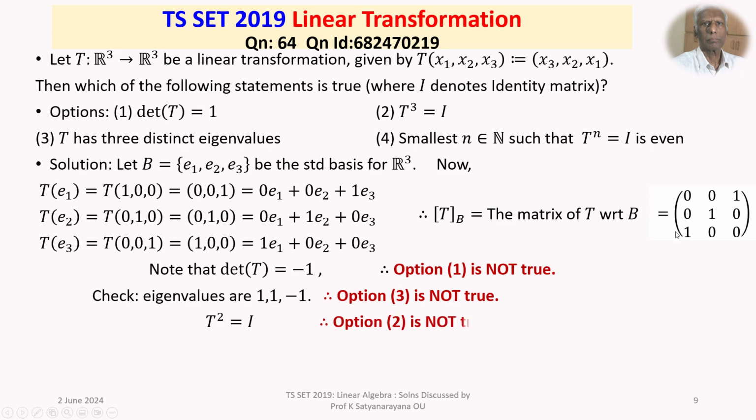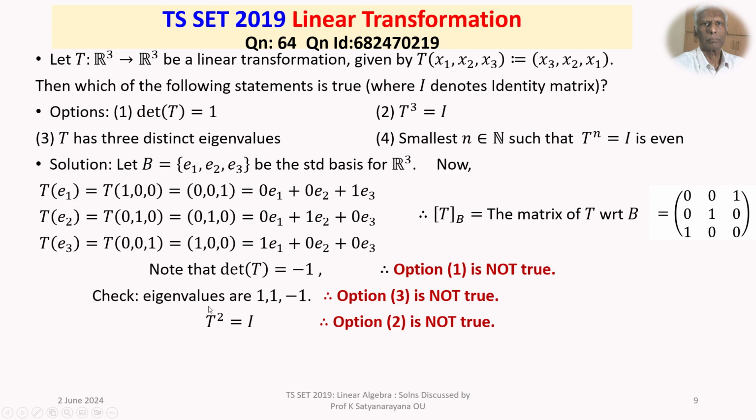Now take the matrix of T and multiply it with itself. Please do it. Then you will find it is the identity. So T square is equal to identity. But in option 2, it is given T cube is equal to identity. So therefore option 2 is not true.